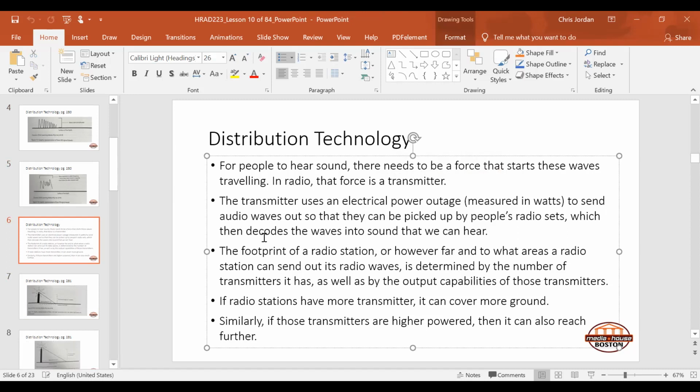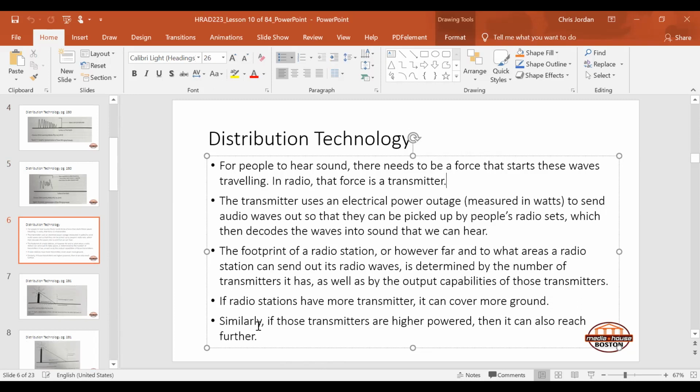South Africa. And the transmitter uses electricity, like a power output, measured in watts, to send audio waves out so that they can be picked up by people's radio sets, right? And then they decode the waves into sound that we can actually hear. So there was again that codec. Remember the codecs that sit on either side of the broadcast itself, and the codec into the waveform, right? Okay, and then back into our radio sets, right?